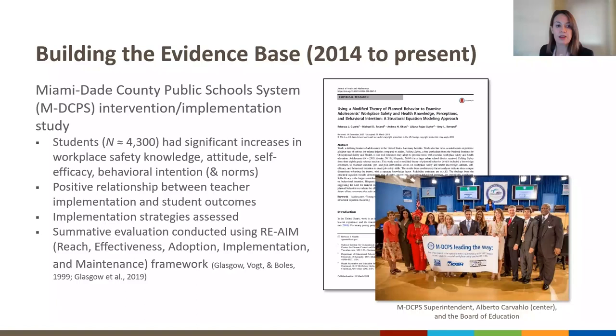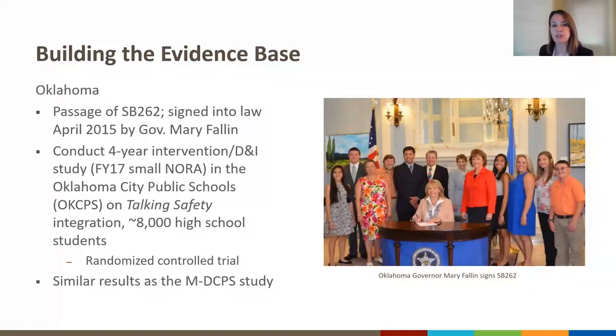So to see if our program could be transferred to and adapted for other settings, we conducted a four-year randomized controlled trial in the Oklahoma City Public Schools, the largest school district in Oklahoma. The research was conducted pursuant to passage of Senate Bill 262, which I'd mentioned previously, which was put forward by NIOSH partners and was signed into law on April 1st, 2015 by Governor Mary Fallin, and calls for teaching of occupational safety and health education in schools using the Talking Safety curriculum.